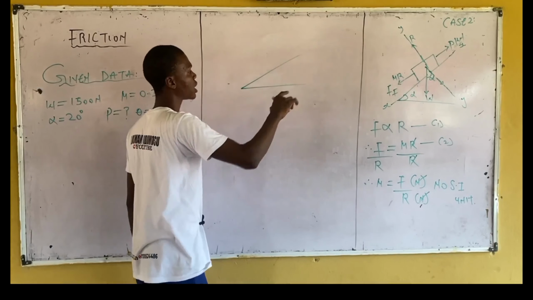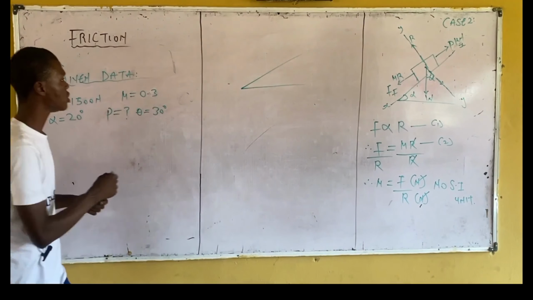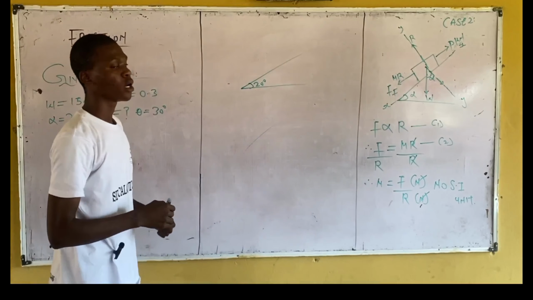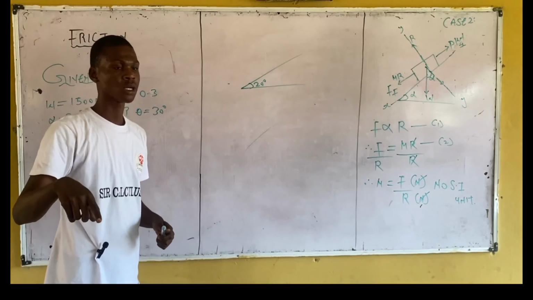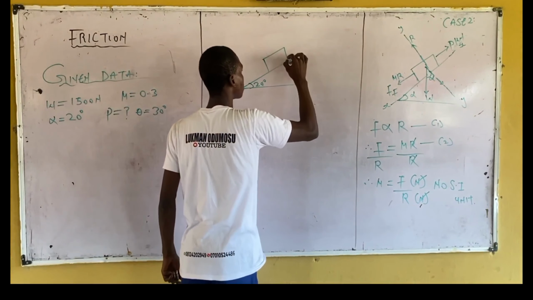What's the angle inclined to the horizontal? From what you read here, 20 degree. Then there will be a body. What's the body in that question? A block. Okay, the body in this case is a block.